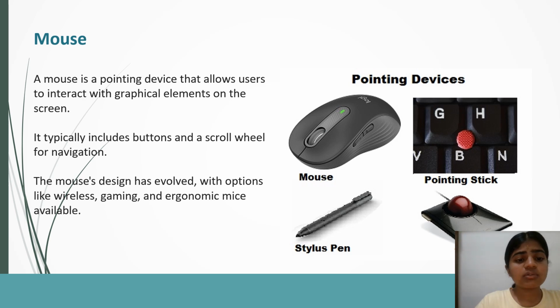Mouse. A mouse is a pointing device that allows users to interact with the graphical elements on the screen. It typically includes buttons and a scroll wheel for navigation. The mouse's design has evolved, with options like wireless, gaming, and ergonomic mice available. As you see, there are also the stylus pen and the pointing stick.